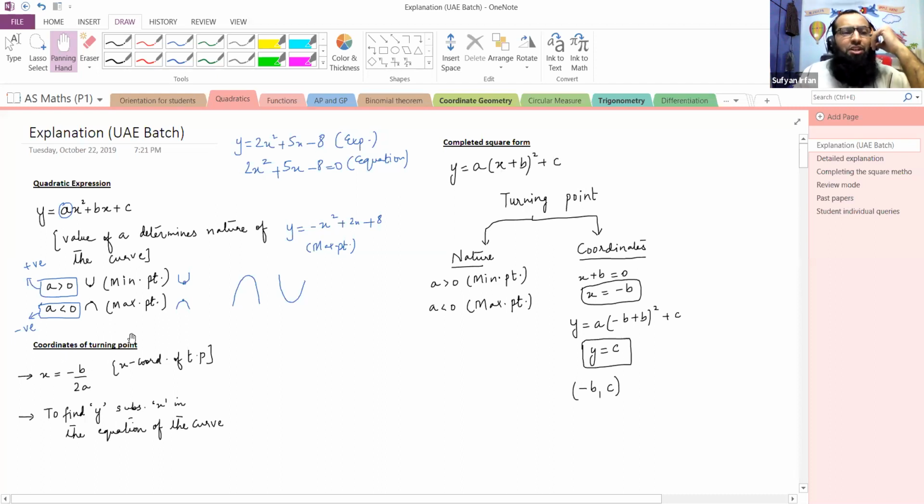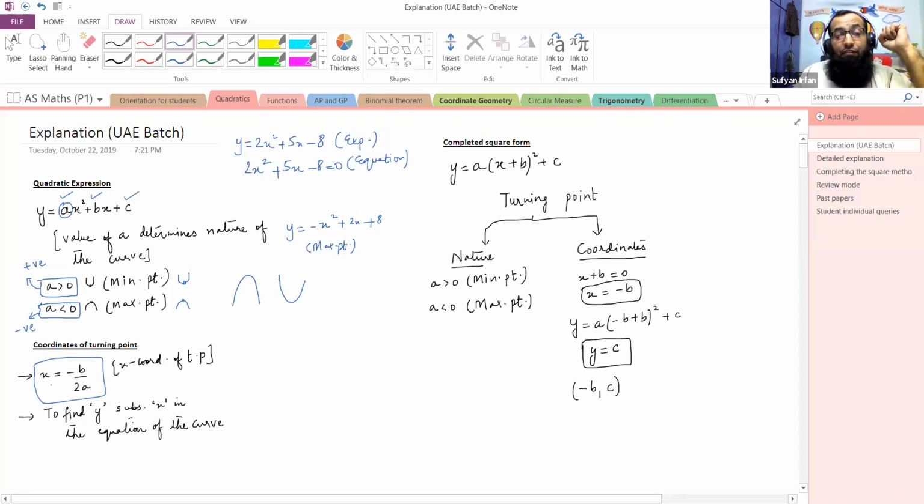For finding the coordinates of turning point, from this particular form, the simple formula that I have written over here is x is equal to negative b upon 2a. We all know the coefficient of x square is known as a, the coefficient of x is known as b, the constant which is without an x, without the variable, which is just a constant at the end, is the c.